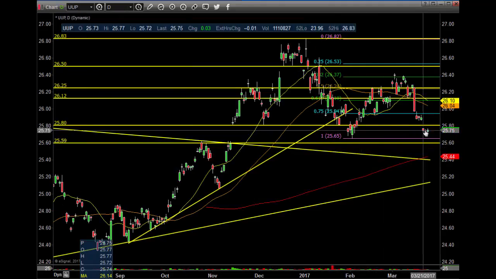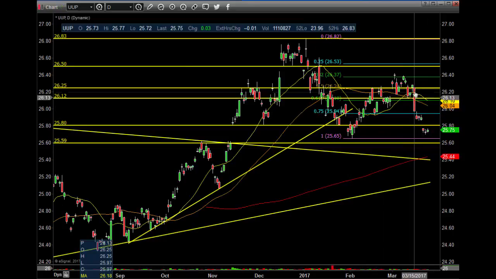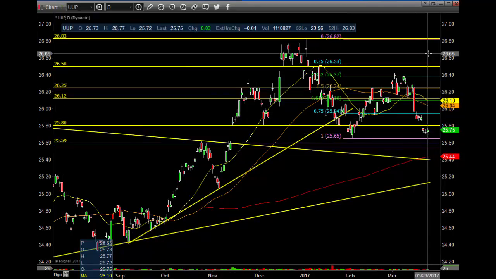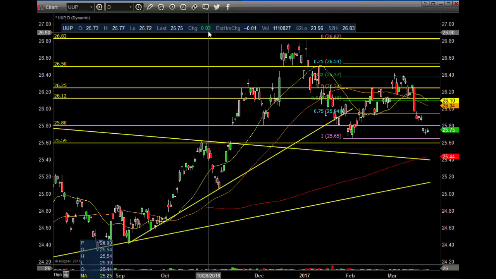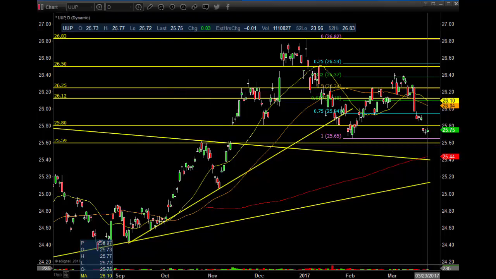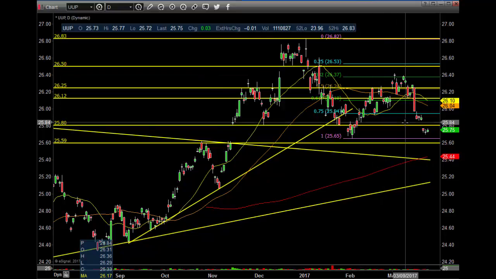UUP, same thing. Now we're chopping around sideways again. It seems to me that they're bringing the dollar down, trying to get the market up. Gold kind of paused. We were 3 cents up, not a big deal. Oil was down 11 cents, nothing great, but you've got to keep an eye on this stuff because this is talking to us too.